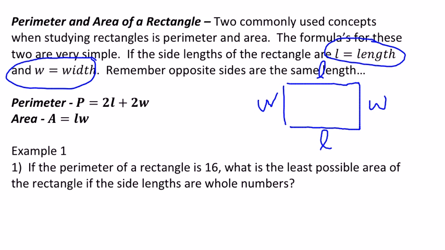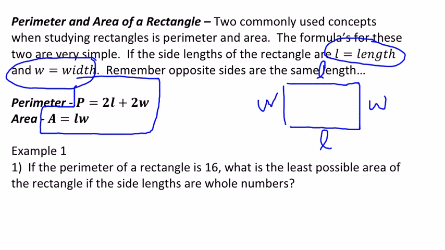And then the area of a rectangle: because a rectangle can be broken into a grid with L units on one side and W units on the other side, all we have to do to find the number of unit squares, which is how you calculate area, is multiply length times width. And so these are our two formulas that we use when talking about rectangles.